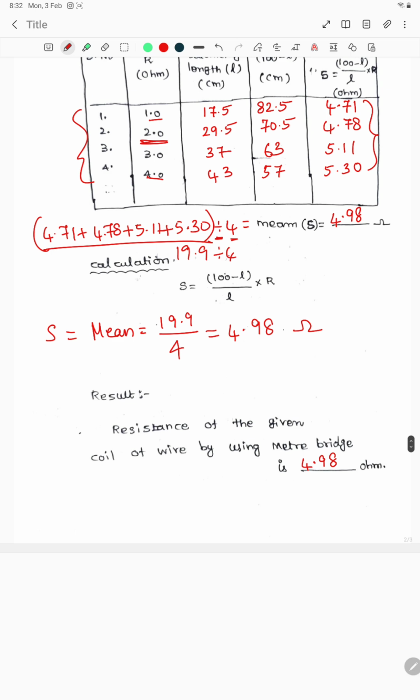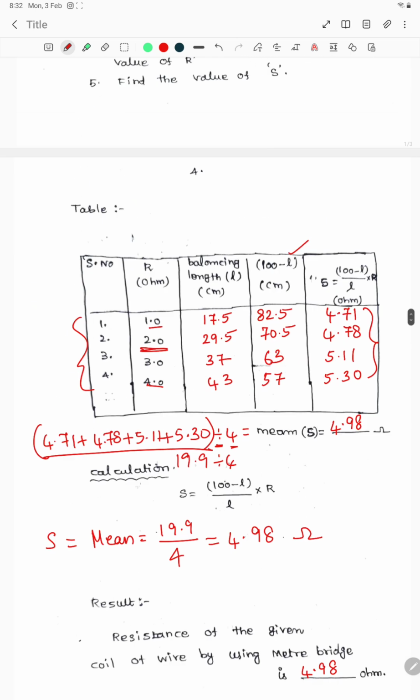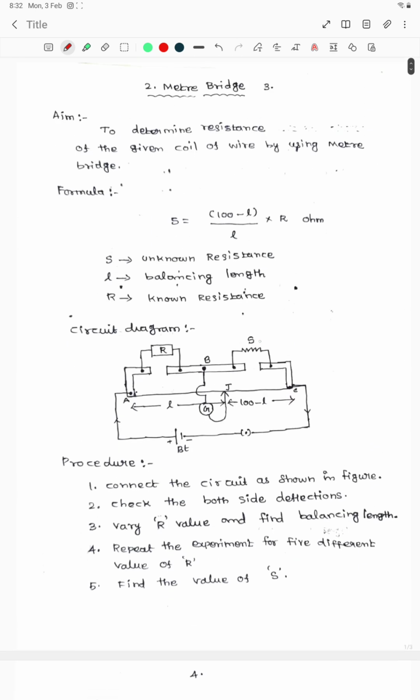Do you understand, student? This is how you have to do the calculation for the meter bridge, just to find the resistance of the particular unknown coil. Is it clear?